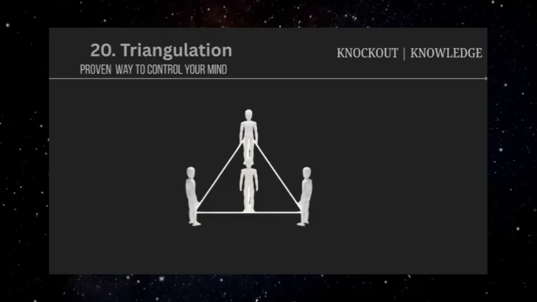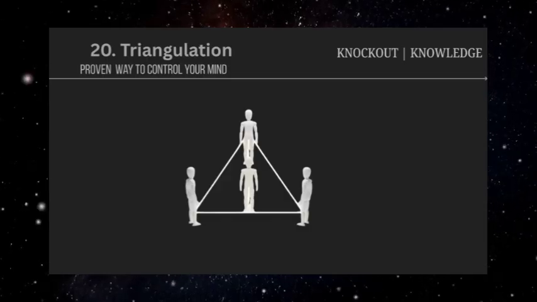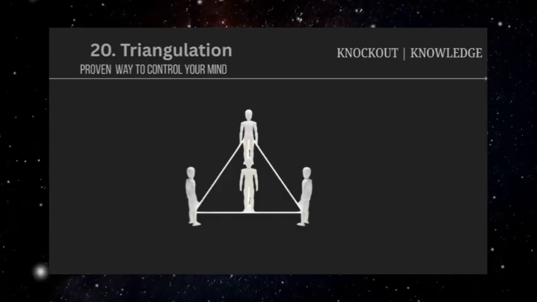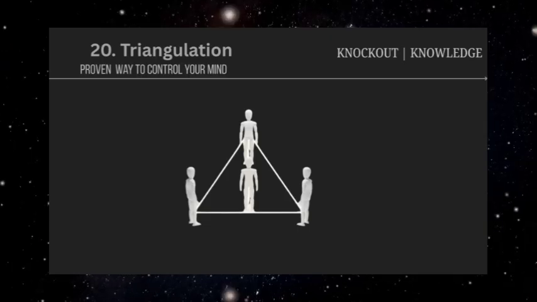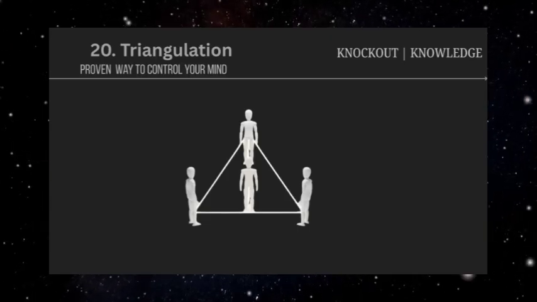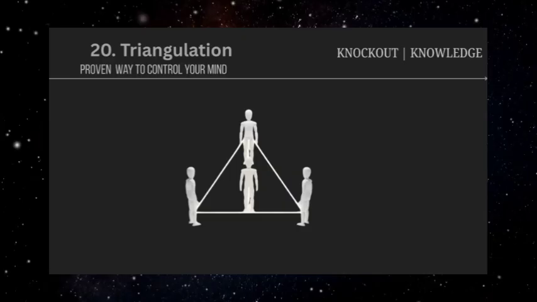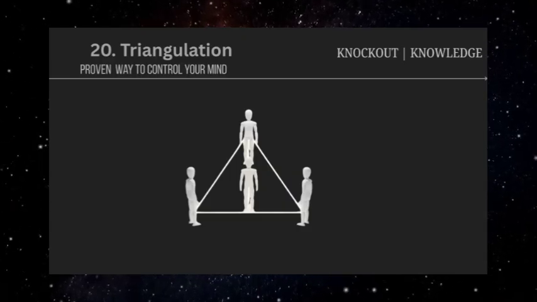20. Triangulation. Insert a third party to manipulate emotions. Triangulation is a manipulation technique where a third person or entity is brought into a two-person conflict or relationship dynamic to create competition, jealousy, confusion, or emotional manipulation.